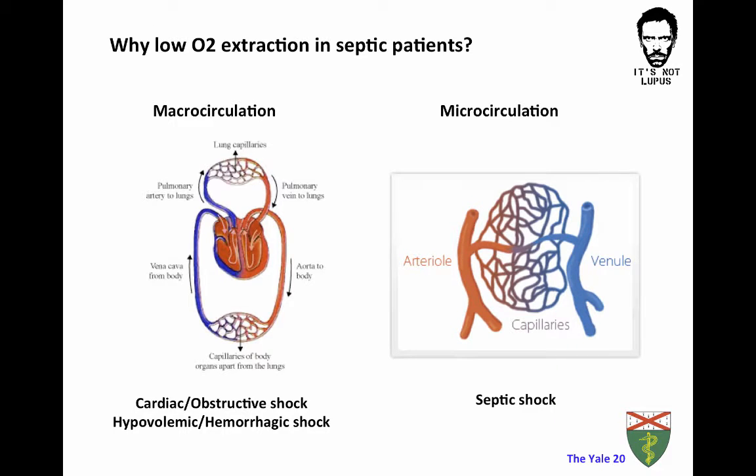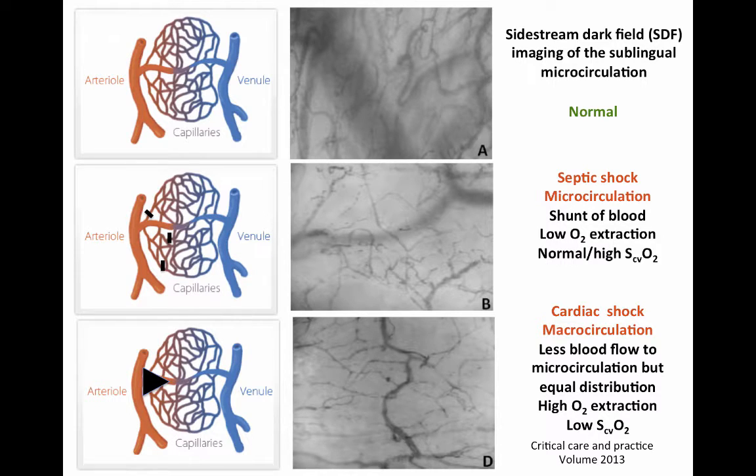Another way to look at the difference between different types of shock is whether they affect the macrocirculation, meaning the major named arteries and veins, or the microcirculation, meaning the arterioles, venules, and capillaries. The macrocirculation is affected in cases of cardiac and hypovolemic shock, whereas the microcirculation is affected in cases of sepsis. This concept is illustrated here, where we can see dark field images of the microcirculation. A normal image appears on top.